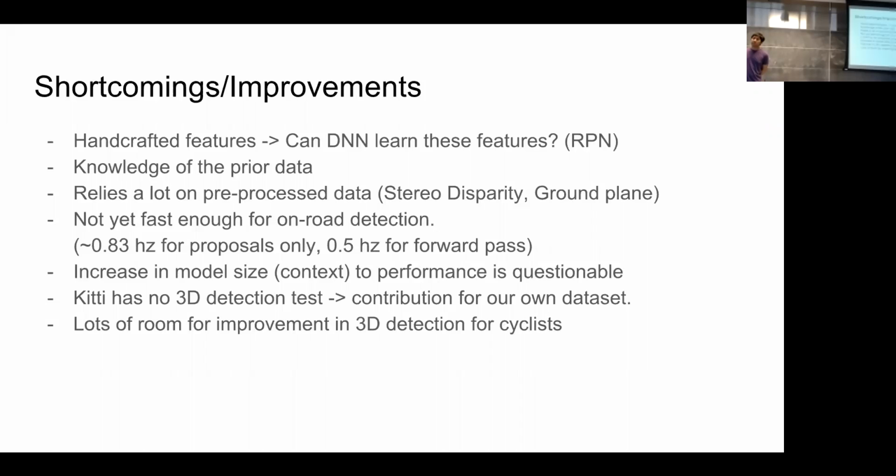How much of a computational burden is it to pre-process the data? They don't really specify in the paper, but I think that's just a tactic. You just have to generate the stereo data and some other stuff.